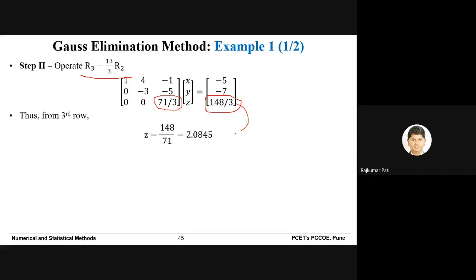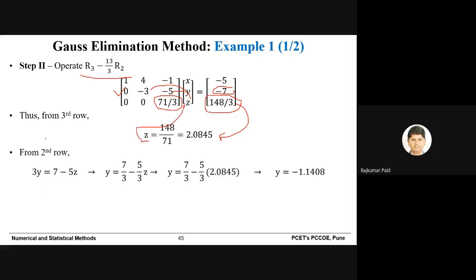And from row number 3, you can solve and get the value of Z. Then you need to convert the second row in equation form. So minus 3y minus 5z equal to 7. And put the z in that equation. And upon simplifying, you will get value of y.